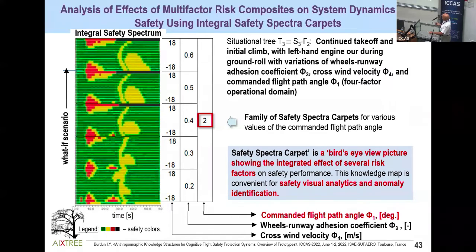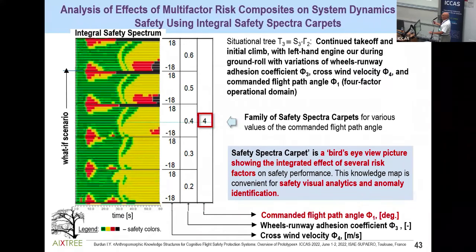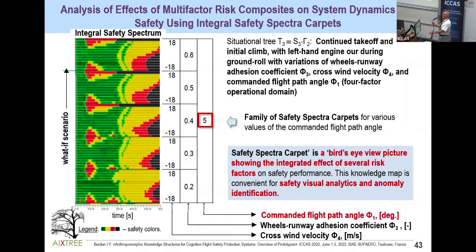This is an example of the analysis of the effects of a multifactorial composite on the system dynamics. Here we have three risk factors. The right-hand one is the commanded flight path angle, and the other two you will see. I will change the flight path angle, and you see how the safety picture changes for these three trees.